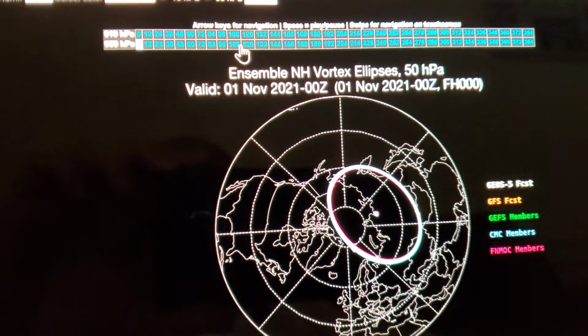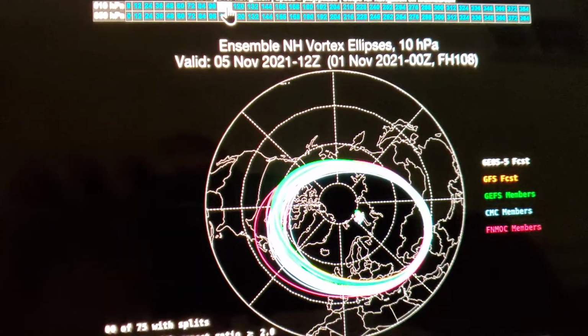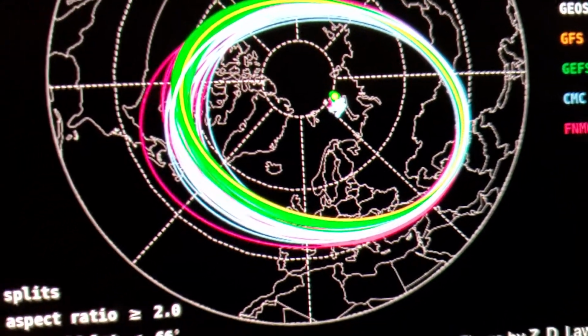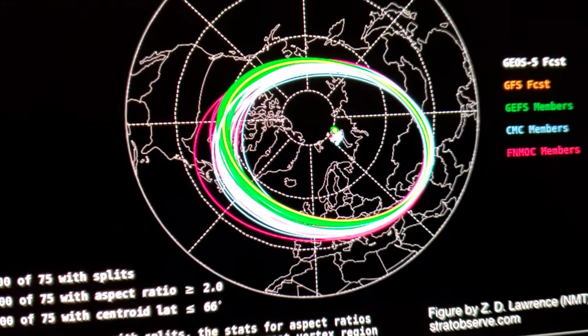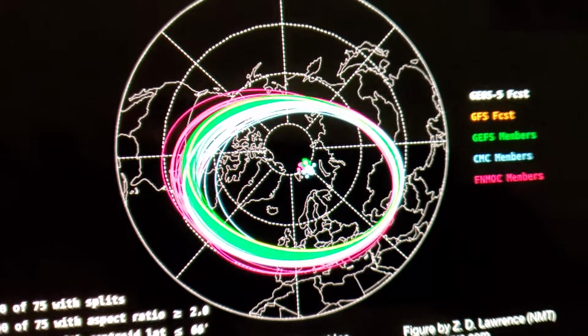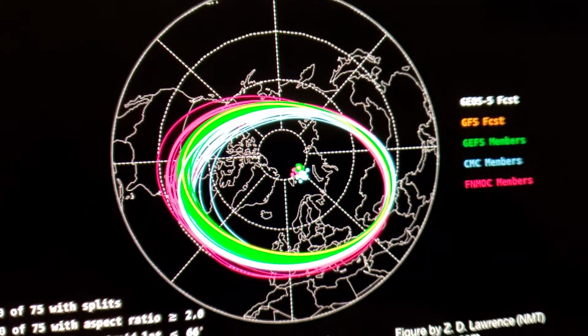And let's just go out 108 hours. So we're starting to see some movement there. This is November 5th. 50, it hasn't quite downwelled yet.